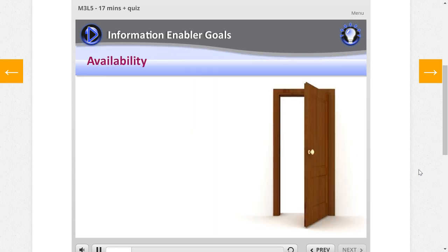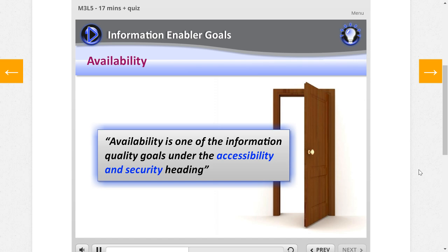Availability is another of the COBIT 4 information criteria. It maps to: availability is one of the information quality goals under the accessibility and security heading. Availability relates to information being available for use when it is needed.